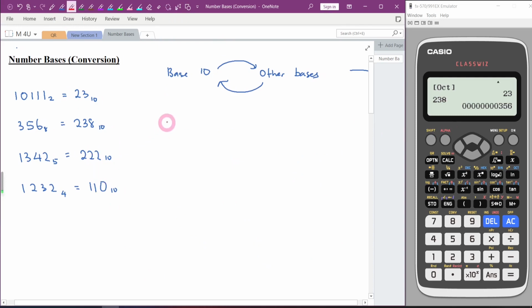Let's try the next two, which is 222 base 10 to base 5. So try to think, what number should I use here? Since I'm going to convert it to base 5, I am going to use 5. The remainder I'm going to write over here.